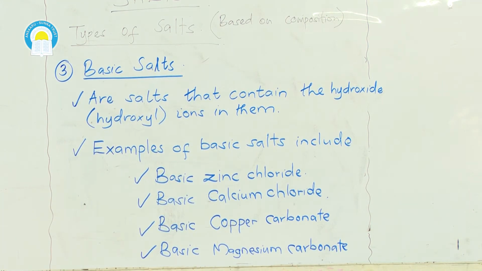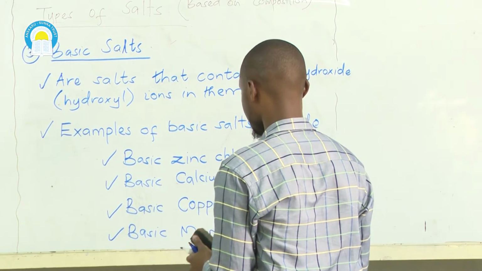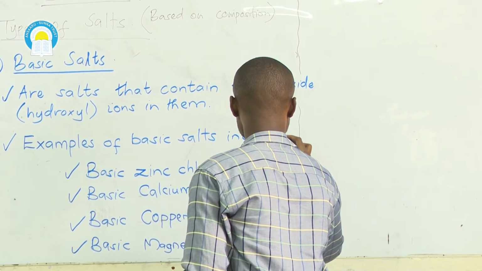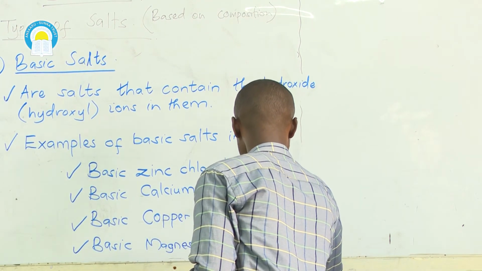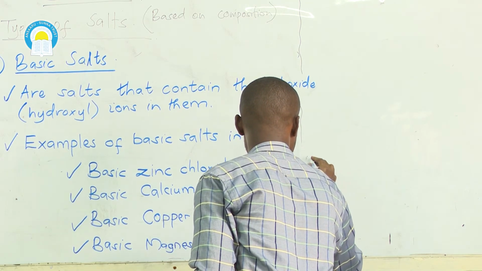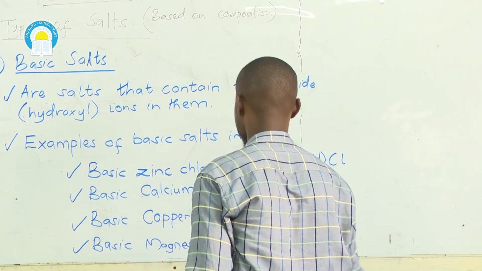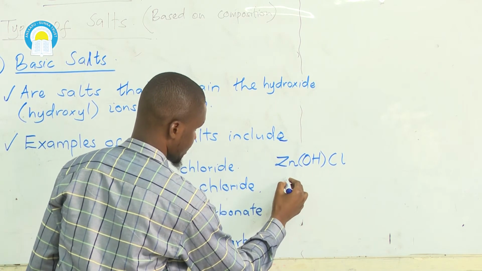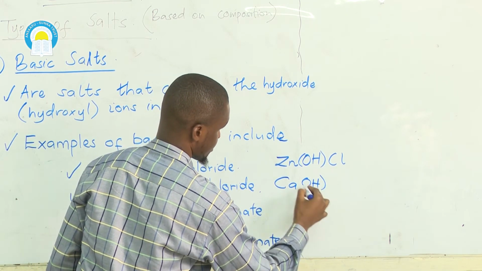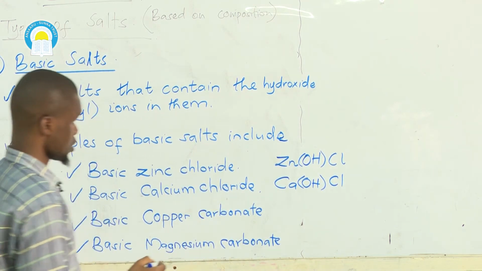The three salts here, we can see from the formulas, basic zinc chloride can be written that way as zinc hydroxide Cl. Same applies to calcium, can be written in that form, calcium hydroxide Cl.